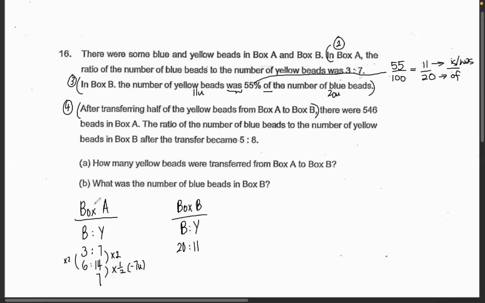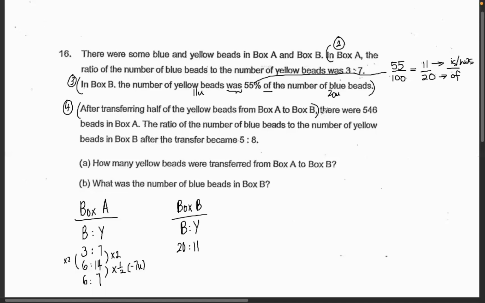Now, if you look at blue, there will be no change to blue because I did not take out anything from blue bits in box A. So it has to still be 6 units. As you can see over here, for box A, it is 6 units for blue and 7 units for yellow. So where did that 7 units go to? That 7 units goes to box B for yellow beads.